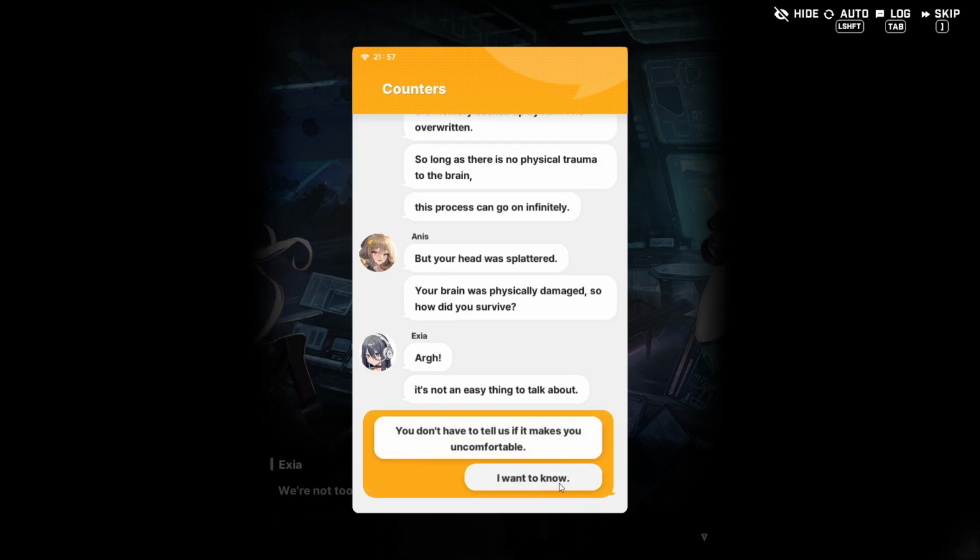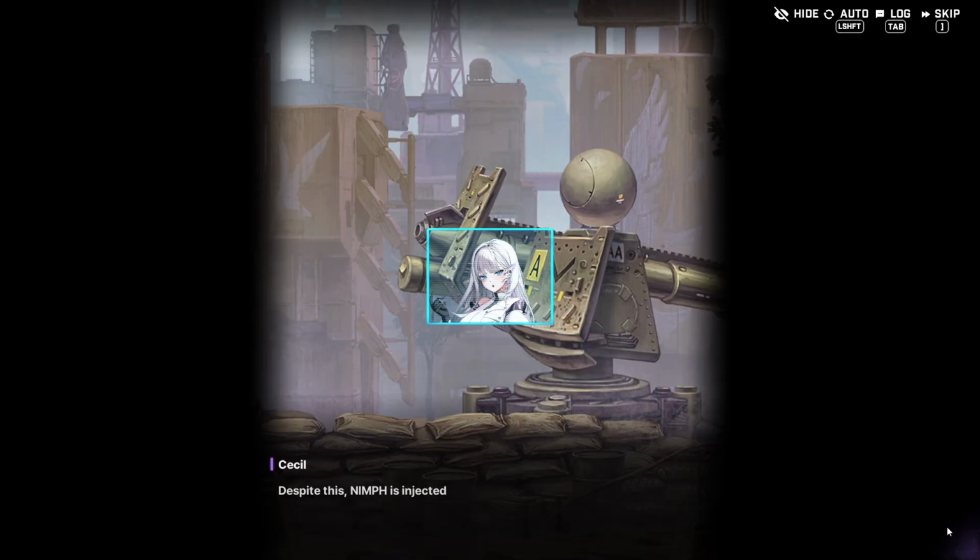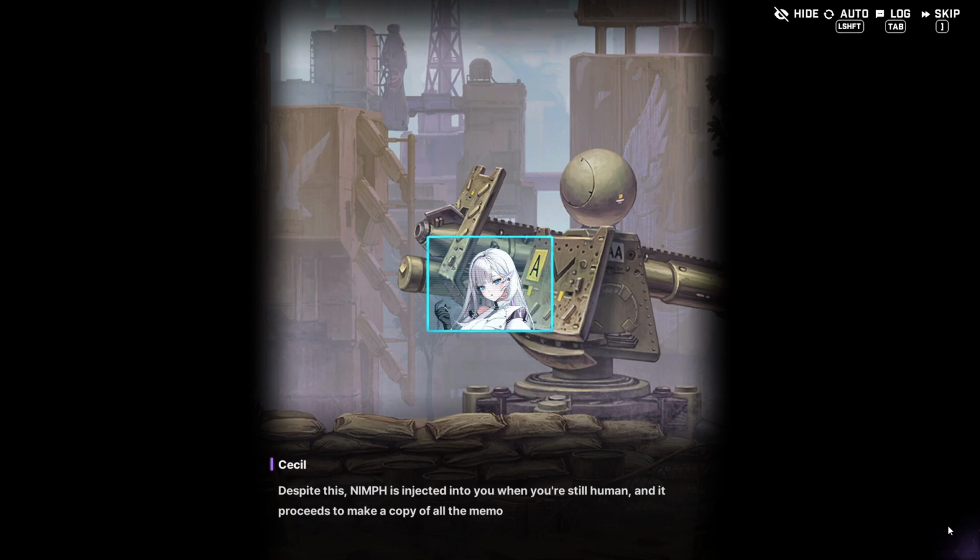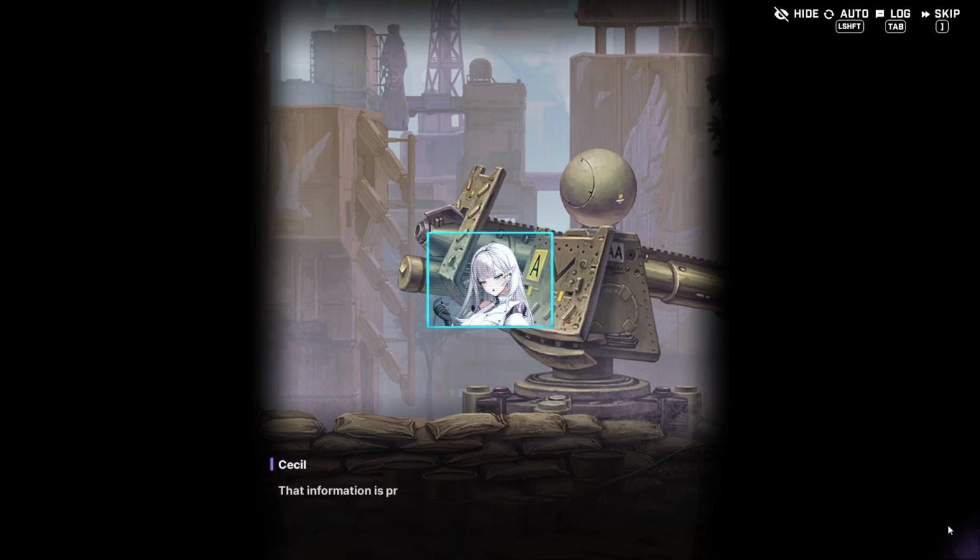Basically, to summarize the process, NIMPH is injected into a still living human. The NIMPH will erase their old memory and write a new set of memories, as well as commands where they must protect humanity. And then it will remember this memory as their default. This new memory is basically the blank state of the Nikke, so whenever a memory wipe is issued, they are reset to that point. Think a factory reset on your phone.